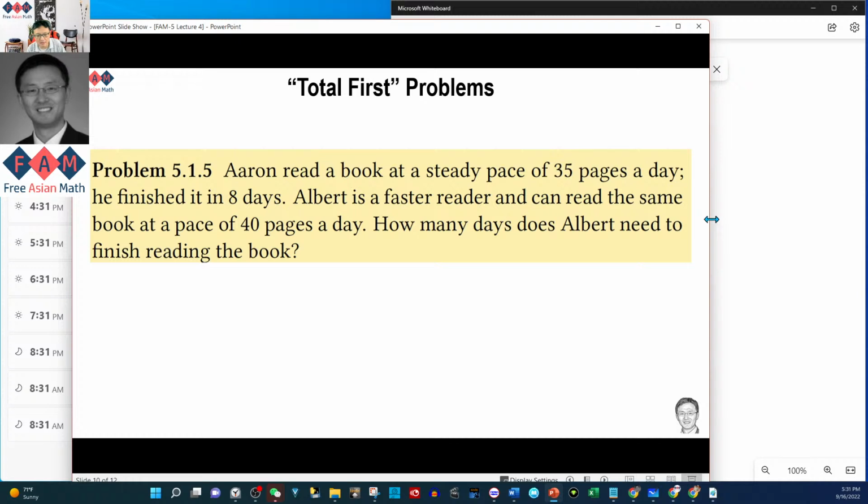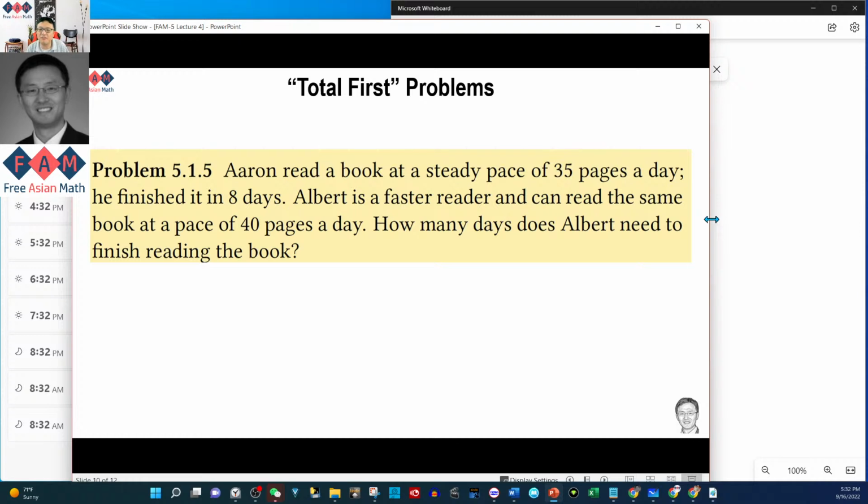Remember, in the first couple of problems, that quantity was actually given to us. In other words, we already knew the total earlier. We did not know the unit quantity, which is the pace. In this case, Albert's pace is given. We need to figure out how many days. Now we need to know the total number that Albert needs to finish. And that is the total number of pages of the book. How do we know that?